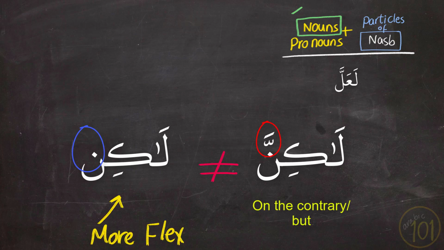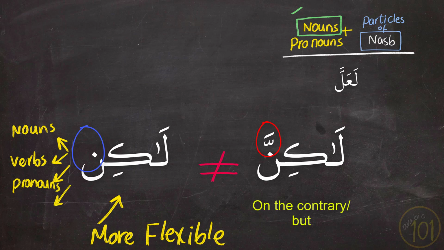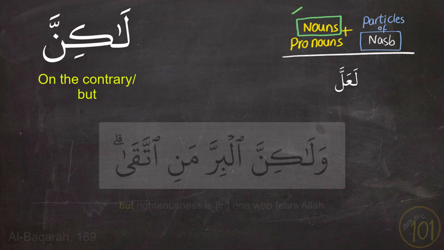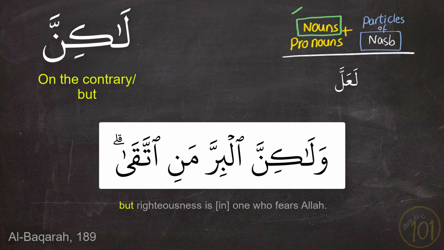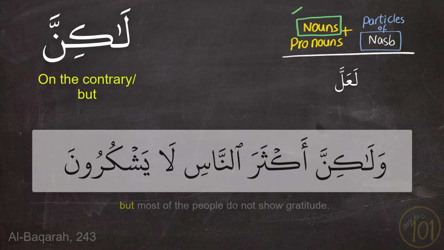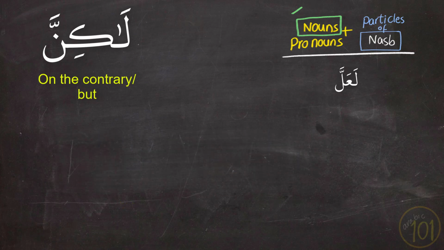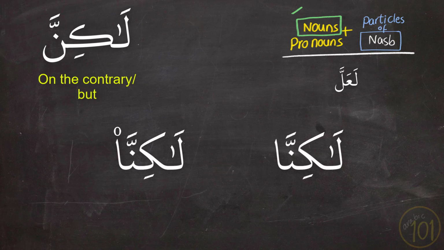However, lakin is more flexible and can occur in different situations, so it will be followed by verbs, nouns, pronouns, and different contexts. And we see lakinna used in these examples. وَلَكِنَّ الْبِرَّ مَنِ اتَّقَى. ولكن أكثر الناس لا يشكرون. One last thing to pay attention to when dealing with Lakinna, which is not mixing up these two together.